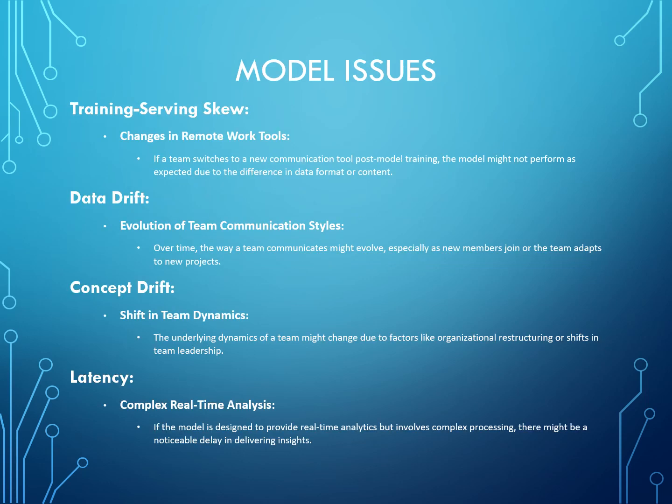The model issues that we might face here include training-serving skew. So if we have any changes to communication tools that are being used after the model is released, the data may not be as applicable to the model, or it may change how the data is construed. We can have data drift, where over time, the way the team communicates might change based on the introduction of the model, and it may skew the original model's concept.